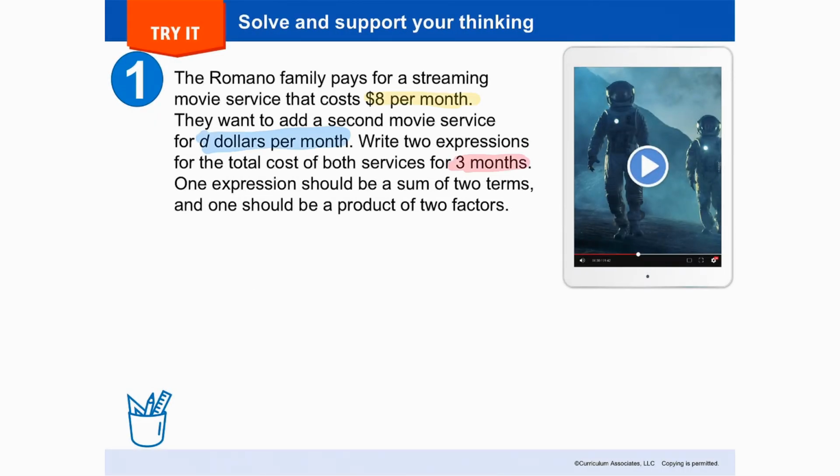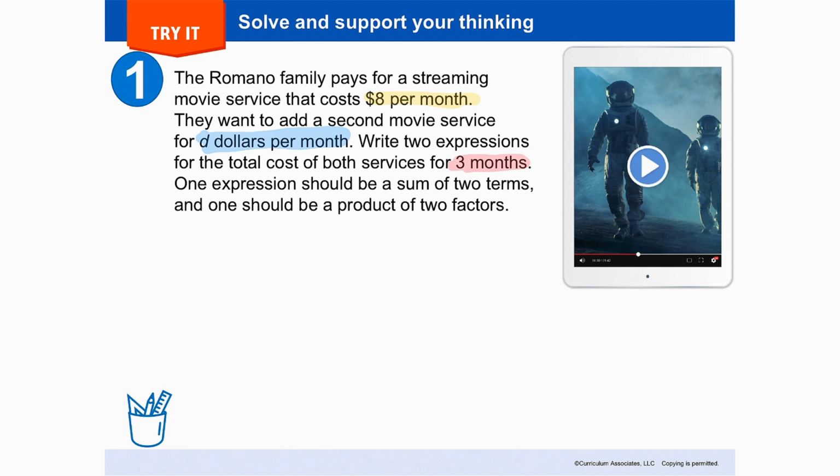I've highlighted some important information as I read. The Romano family pays for a streaming movie service that costs $8 per month. So we already know they have that. They want to add a second movie service for $D per month. They're not sure how much it costs. Write 2 expressions for the total cost of both services for 3 months. One expression should be a sum of 2 terms, and one should be a product of 2 factors.